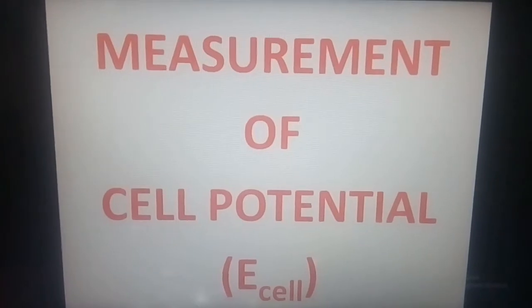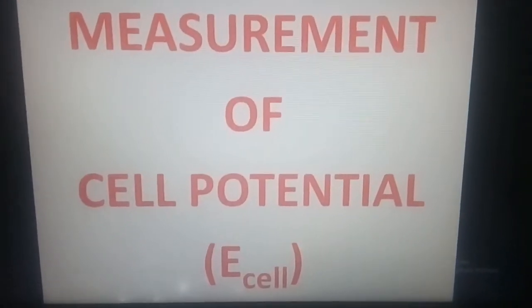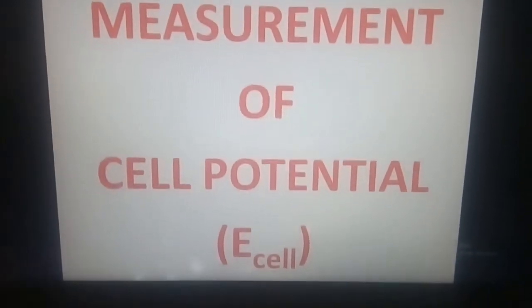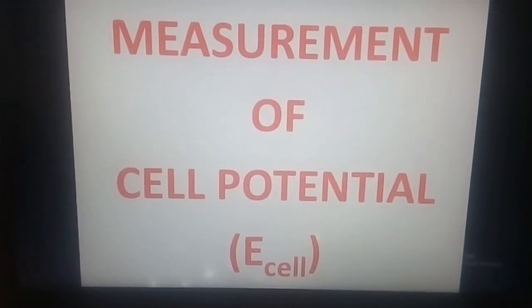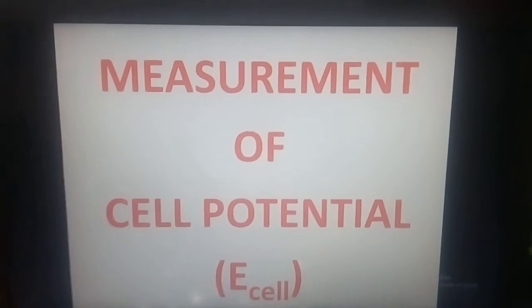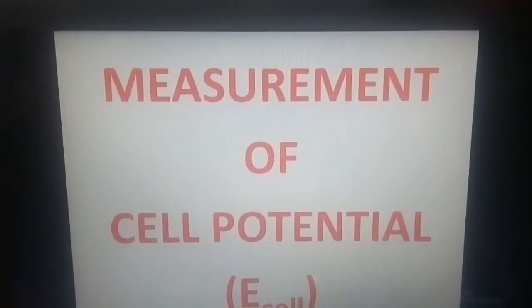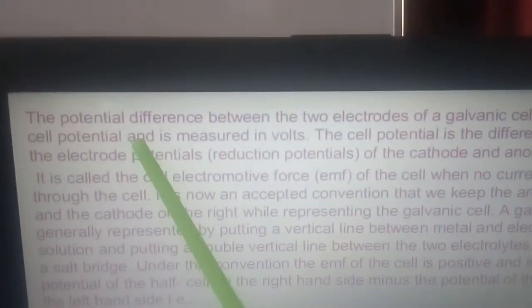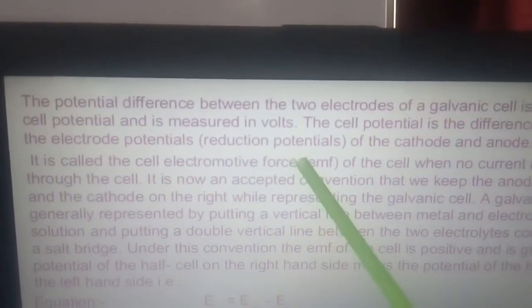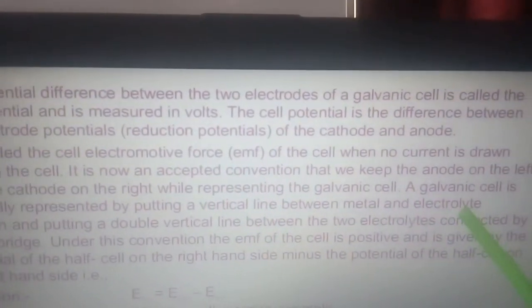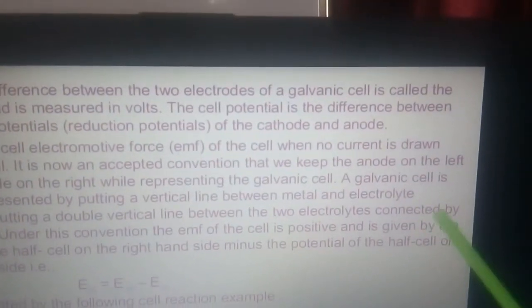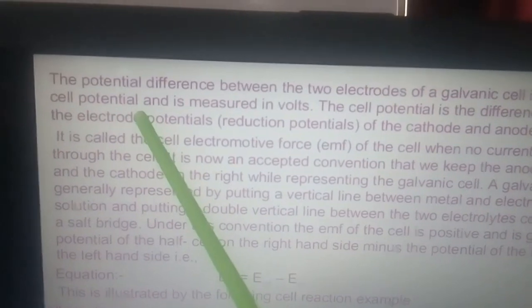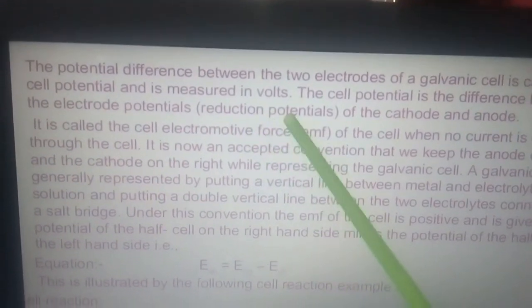We have already discussed the cell potential or standard cell potential. Cell potential is the potential difference between cathode and anode. You see here, the potential difference between the two electrodes of a galvanic cell, that is an electrochemical cell, is called the cell potential and is measured in volts.